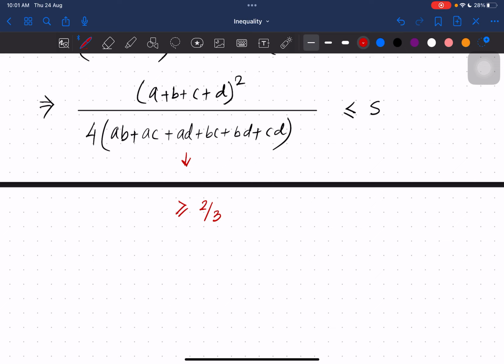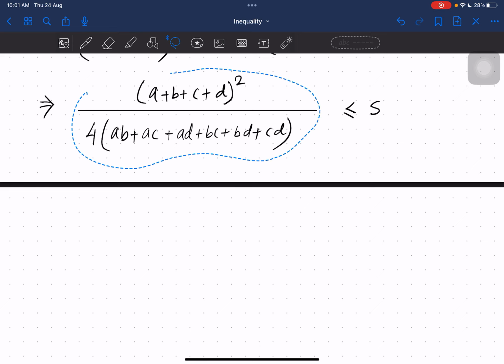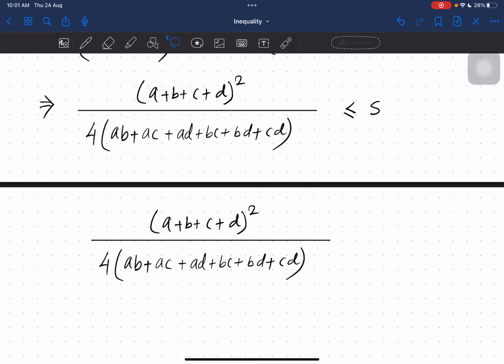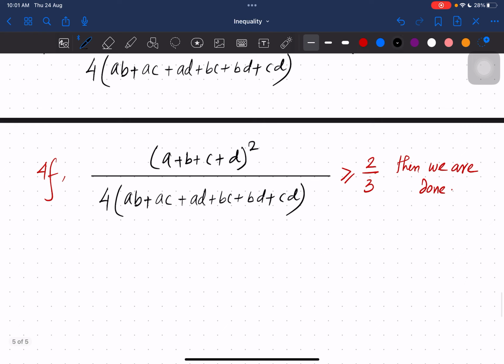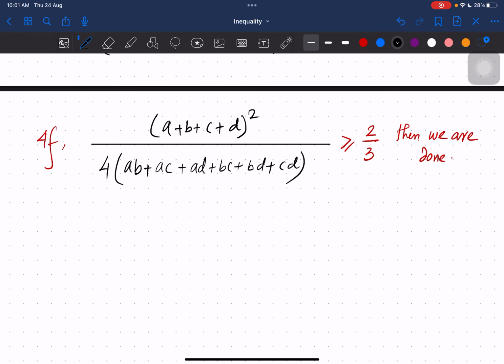So this means, let me write down, or maybe you can copy it. This part, if we can show it is greater than or equal to 2 by 3, then we are done, right? Then we can just compare these two things. So let us see what we have to show. We cross multiply, and we get 3 times (a plus b plus c plus d) whole square is greater than or equal to 8 times these 6 terms. We're not writing all the terms, you can understand.